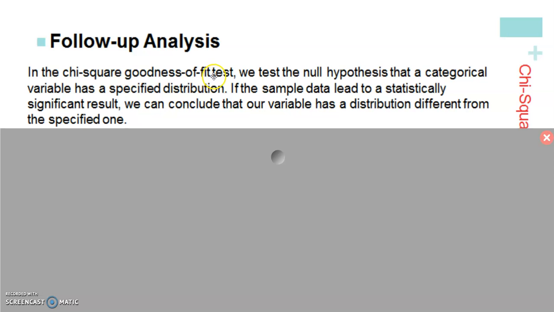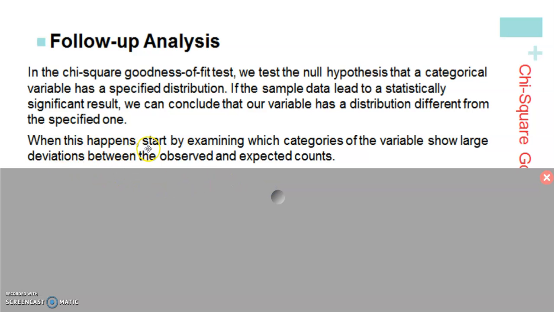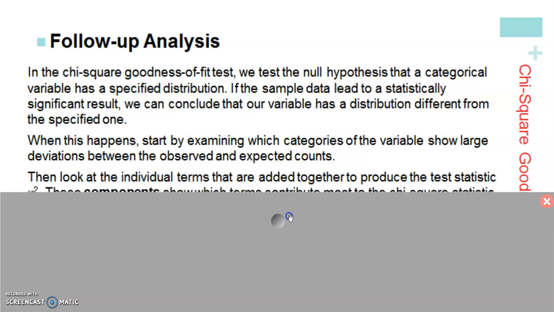When we do a chi-squared goodness of fit test, the null hypothesis is that a categorical variable has a specified distribution. Now, if we get a statistically significant result, we can conclude that our variable has a different distribution. When this happens, you might want to start examining which of the categories show large deviations, because all we can say is that it's different than we thought. But a follow-up analysis will allow us to talk about what's different about it specifically.